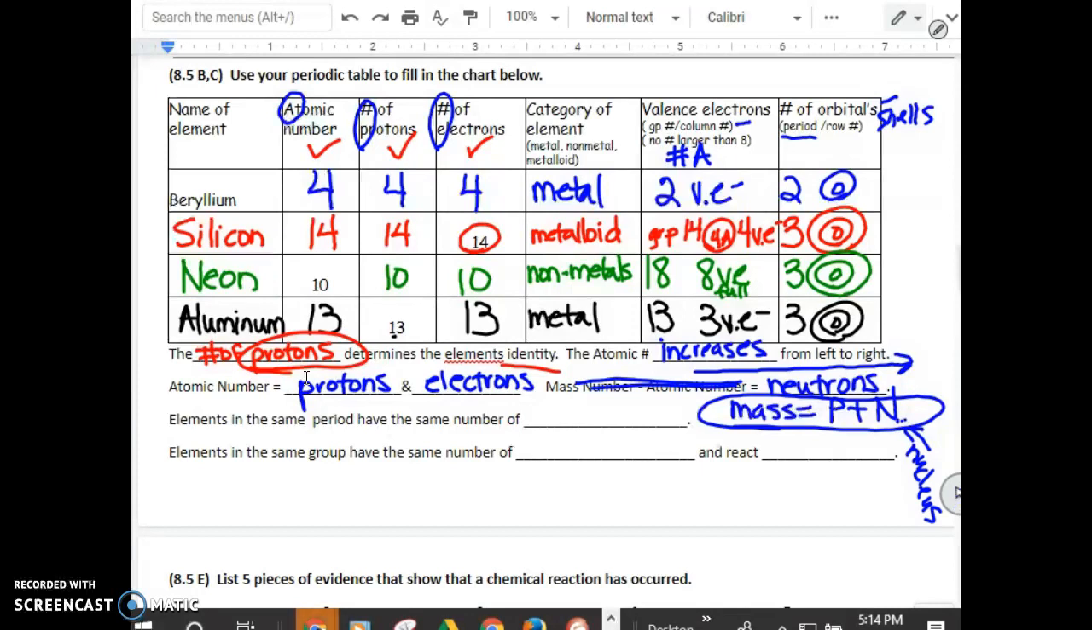All right, elements of the same period have the same number of energy levels, shells, orbitals, energy shells, whatever you want to call it. It's got a lot of names. Elements in the same group have the same number of valence electrons. So these are often called families. This valence electrons is like equal to their DNA. So they react the same because they have the same number of valence electrons and react similarly.